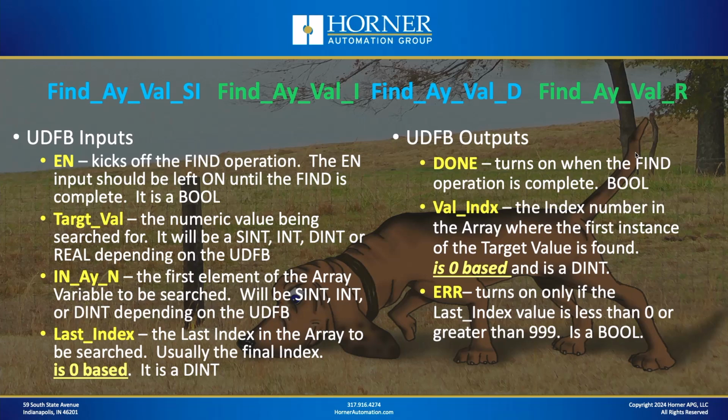And then it has an error bit that it can turn on if, for whatever reason, you're trying to search through a list greater than 999. So if you set last index to 2000, for instance, it's going to give you an error bit in that scenario. Okay, so those are the inputs and the outputs for those 4 data-find UDFBs.